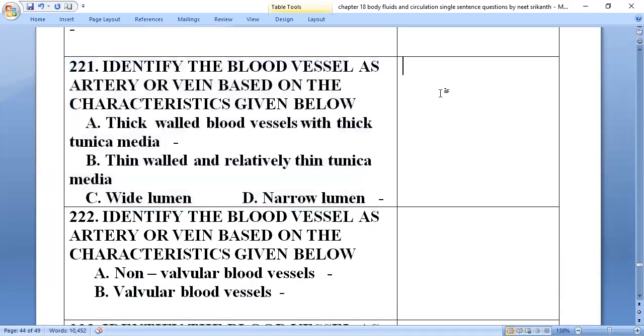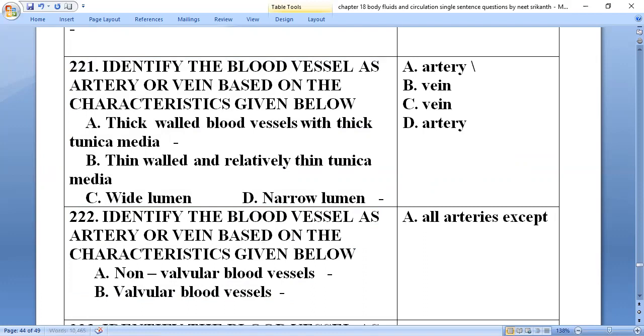Thick-walled blood vessels with thick tunica media: that is artery. Thin-walled with relatively thin tunica media: vein. Wide lumen: vein. Narrow lumen: artery. Non-valvular blood vessels: all arteries except the pulmonary aorta and systemic aorta. They have semilunar valves.